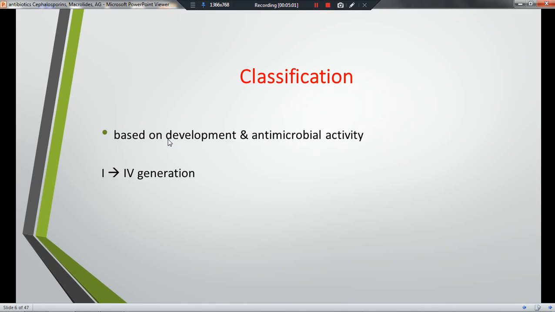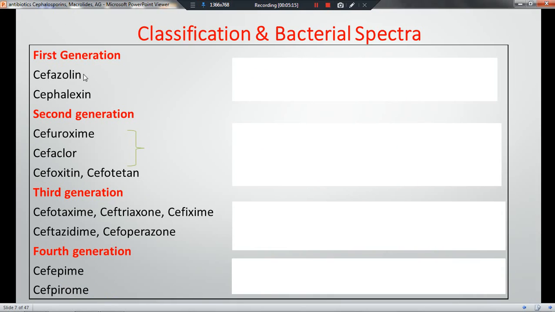Now we come to the classification of cephalosporins. You have from 1 to 4 generations. Actually now there is a 5th generation also. This is based on which was developed first and based on their antimicrobial activity. In the first generation, you have cefazolin, cephalexin, and that is mainly active against gram positive organisms like streptococci and Staph aureus. In the second generation, you have more activity against gram negative, and some of them are active against anaerobes.